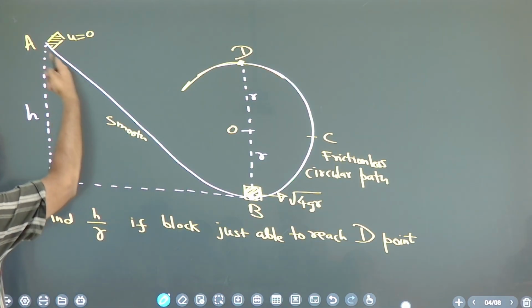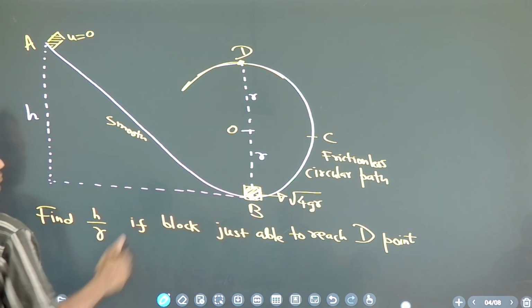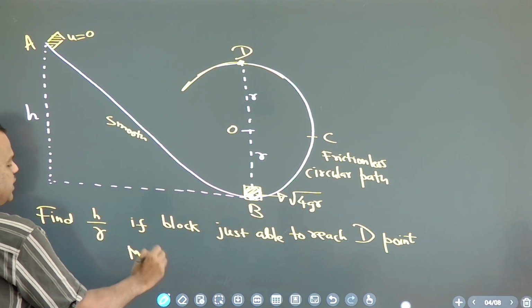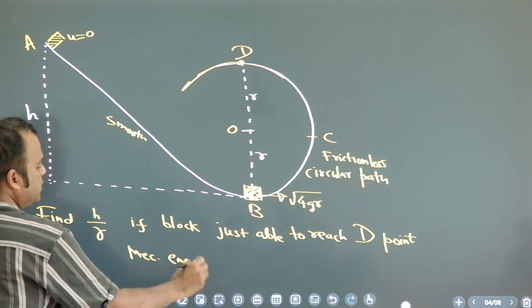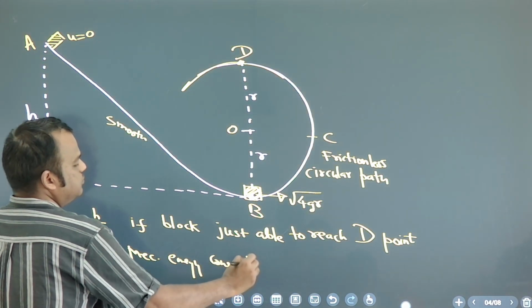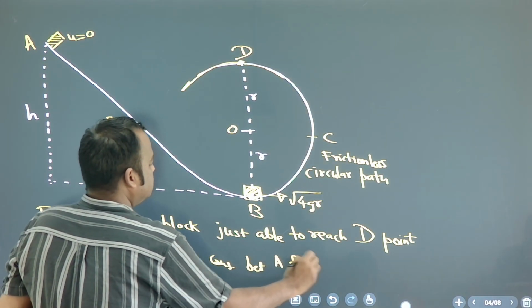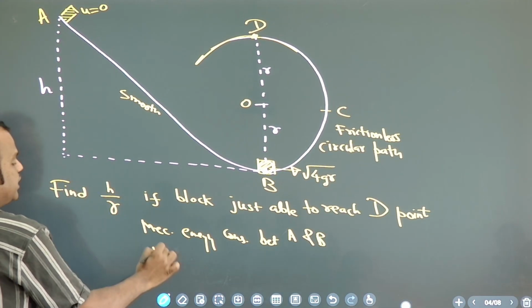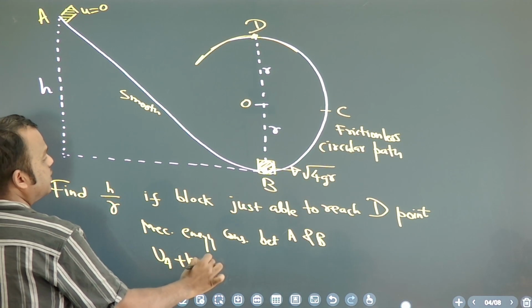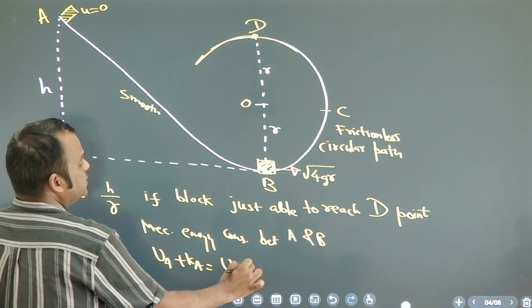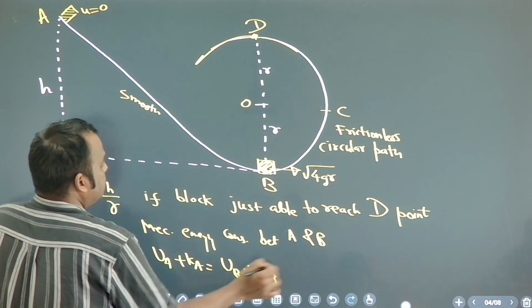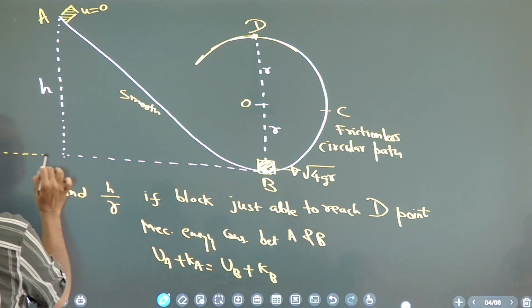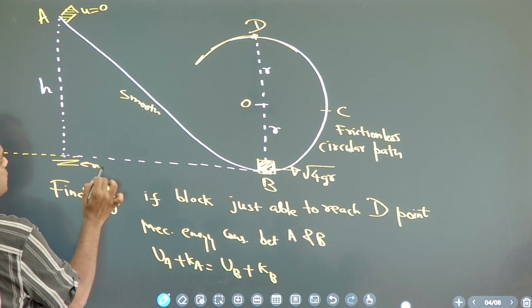Now use energy conservation between A and B. Mechanical energy is conserved between A and B. So potential energy at A plus kinetic energy at A is equal to potential energy at B plus kinetic energy at B. Now you can take this as the 0 level.